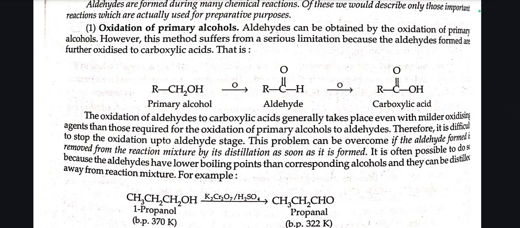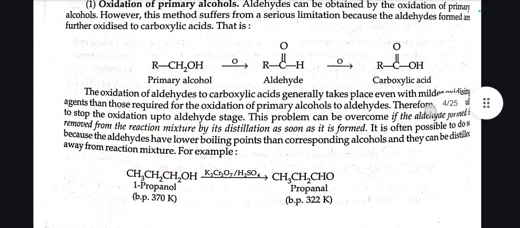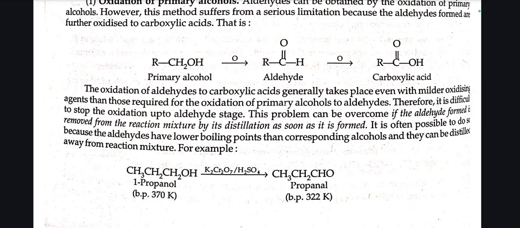Aldehydes can be obtained by the oxidation of primary alcohol. However, this method suffers from a serious limitation because the aldehyde formed is further oxidized to carboxylic acid. The oxidation of aldehydes to carboxylic acid generally takes place even with milder oxidizing agents than those required for the oxidation of primary alcohols to aldehydes. Therefore, it is difficult to stop the oxidation at the aldehyde stage.